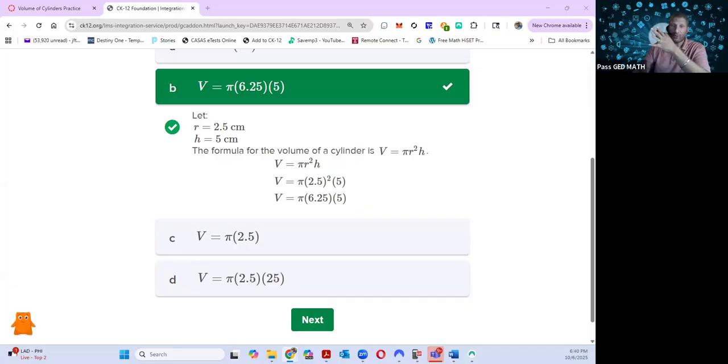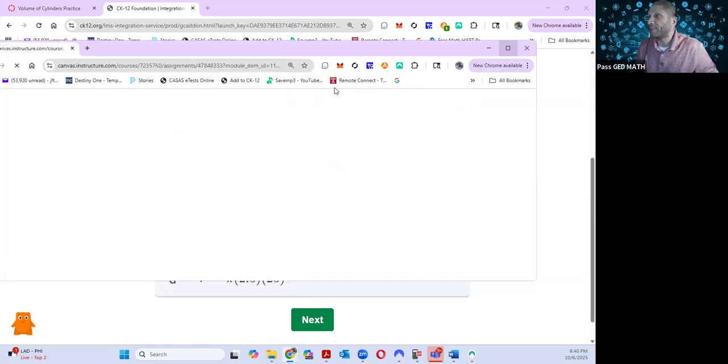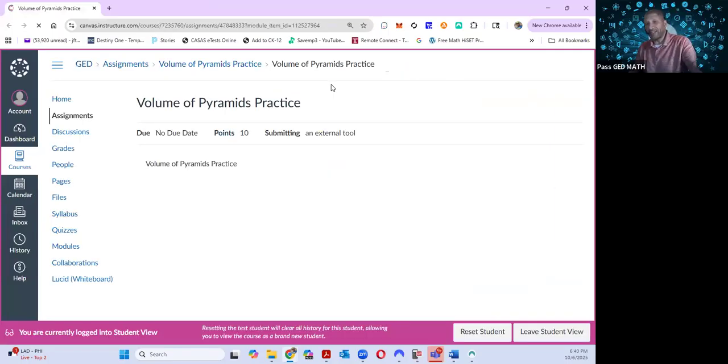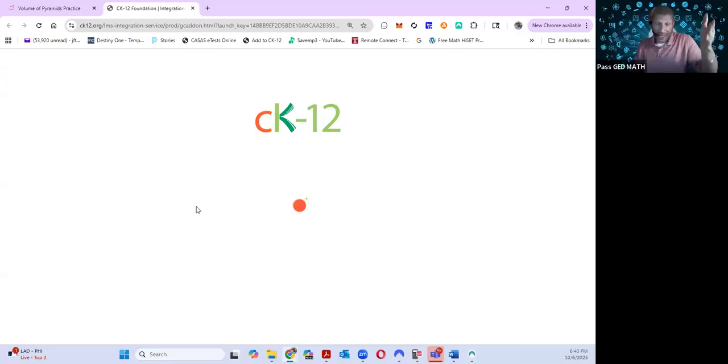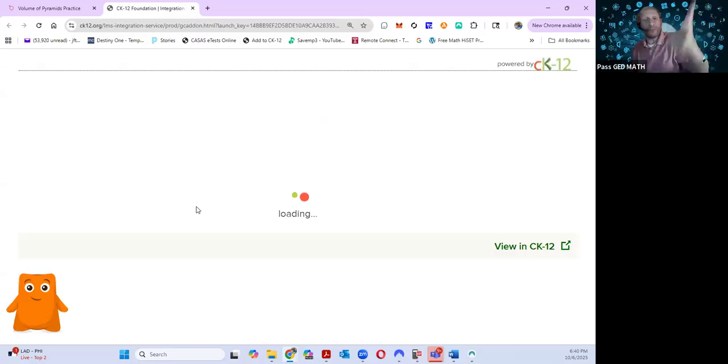Let me try a pyramid real quick. I want to show you it does not matter what type of volume problem they give you. Identify your givens, identify the shape, get the formula from your formula sheet, plug into your calculator. If they're not asking for volume directly and they give you the answers in a multiple choice, use the formula, plug in each of the multiple choice.